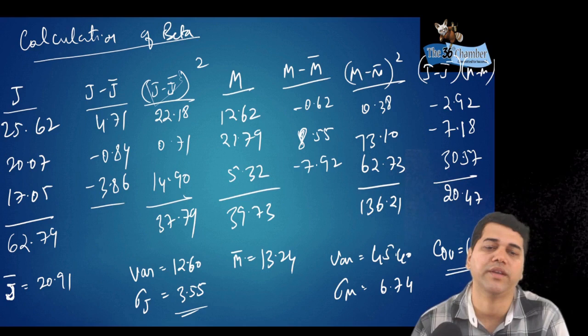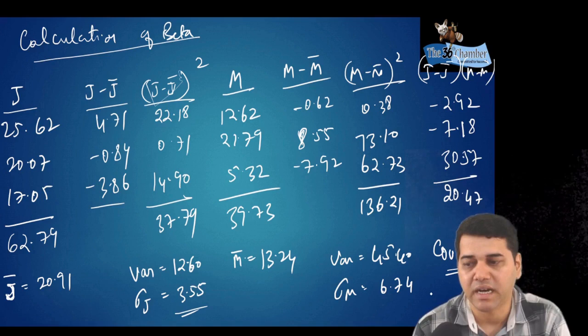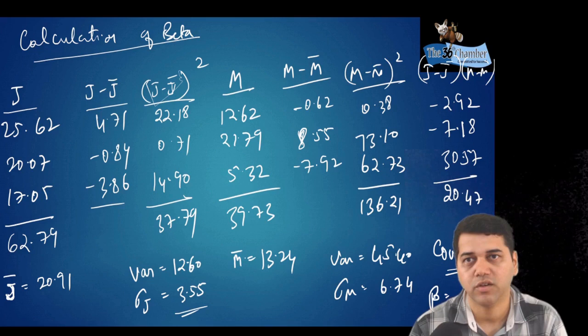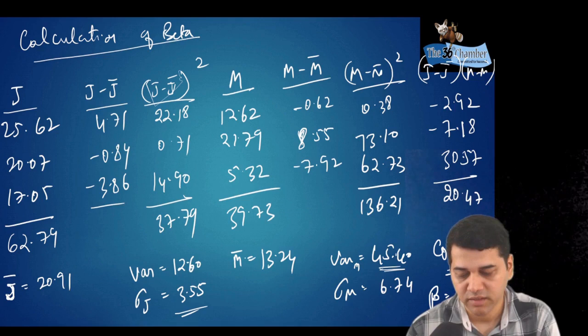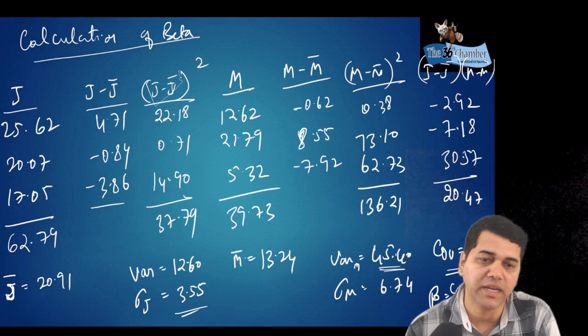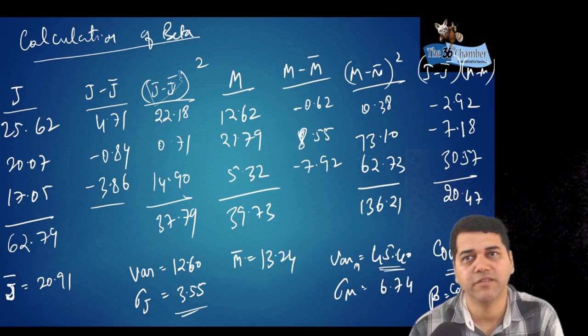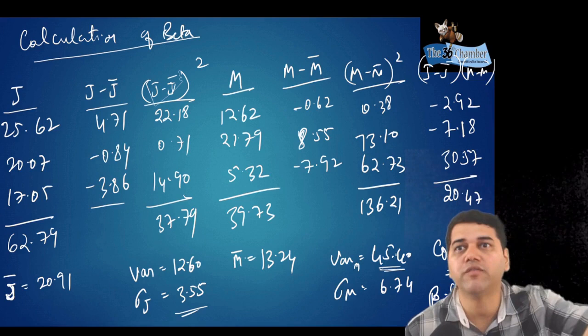Yes. Did they ask me correlation? Not required. So what is my beta? Beta is covariance by market variance. Market variance is here. See this one. Square of this, 45.40. So beta is 6.823, right? Beta is equal to covariance by market variance, or standard deviation of stock divided by standard deviation of market into correlation. You have to calculate one more item now.